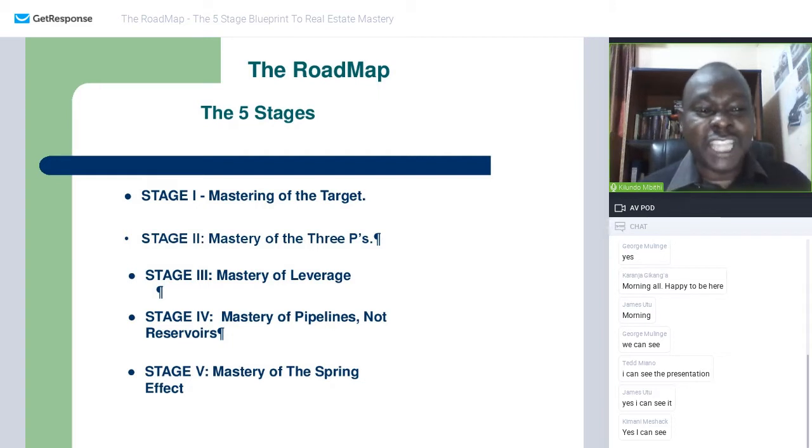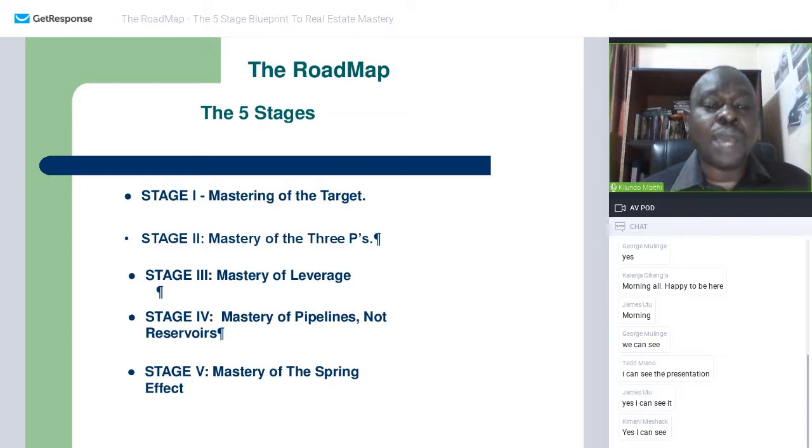The final fifth stage in the 5-stage formula, in the 5-stage blueprint, is mastery of the spring effect. The spring effect is the culmination of an investor's mastery of the investing process. What happens when you have mastery of the spring effect is that you are able to have a smooth ride throughout your investment process, throughout future investments, throughout receiving of your rent, throughout the growth of your equity.